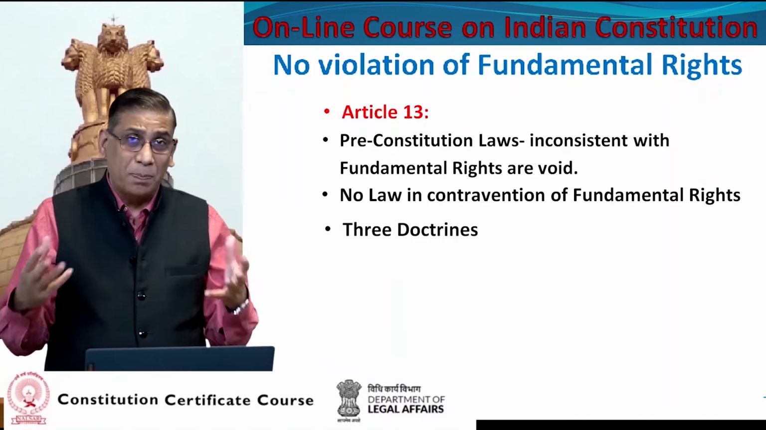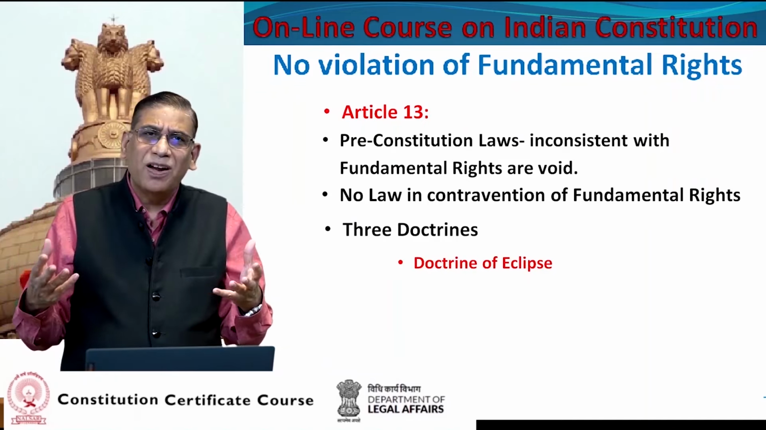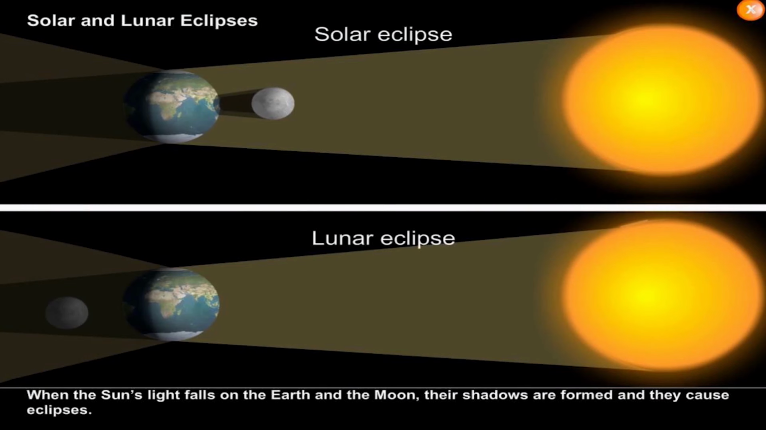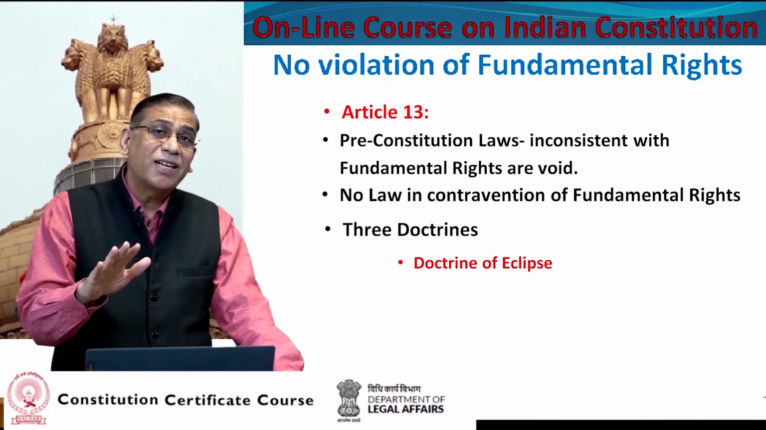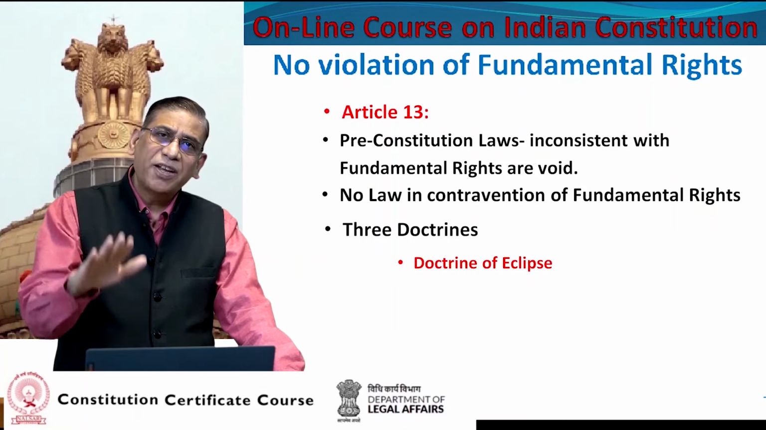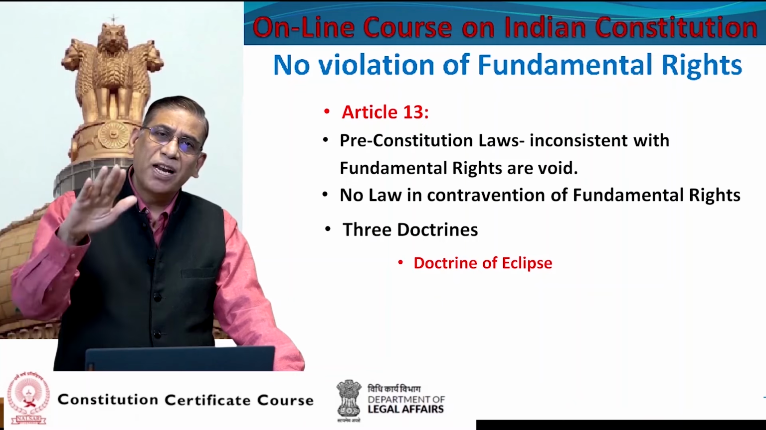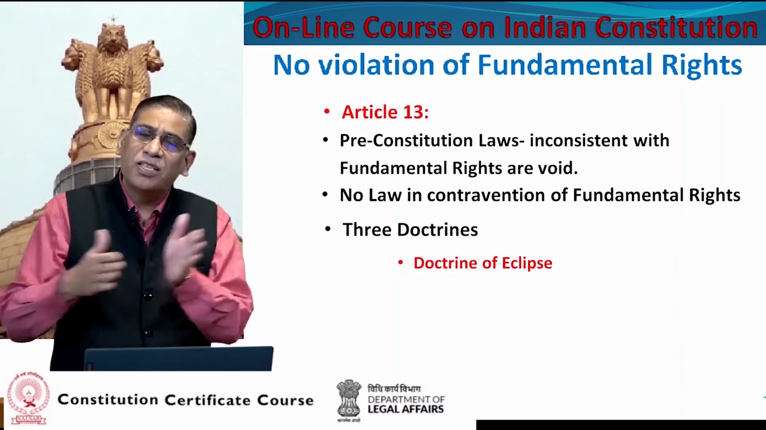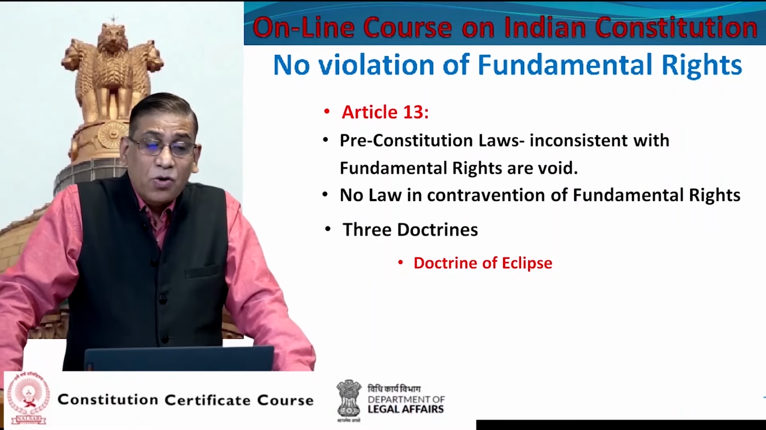One is doctrine of eclipse. Now, what is this doctrine of eclipse? You must have heard of lunar eclipse, solar eclipse. Eclipse means overshadowing. When you don't see sun or you don't see moon, that does not mean moon or sun do not exist. They exist, but some other body overshadows them. So now fundamental rights overshadow all the laws, and therefore if some law is violative of fundamental rights, doctrine of eclipse comes into picture. If the problem in that law, the violation in that law is removed, then the law will be revived.